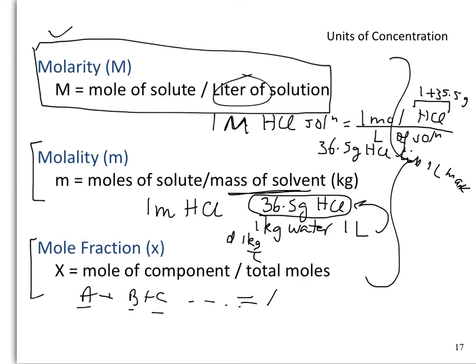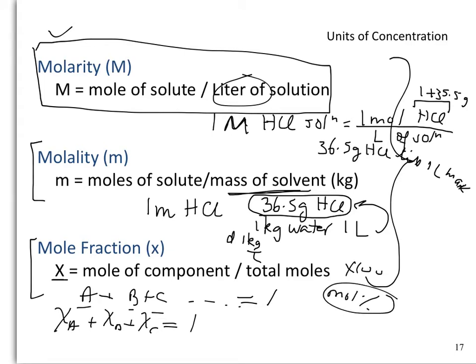Okay, usually it's denoted by, I'm showing here as x, it's actually chi. So chi A plus chi B plus chi C, all of those should add up to 1 because it's a fraction. So moles of a certain component divided by the total number of moles, that will give you the mole fraction. If you multiply that by 100, that will be called a mole percent, something we discussed. Both of these we discussed in the chapter on gases in Gen Chem 1.